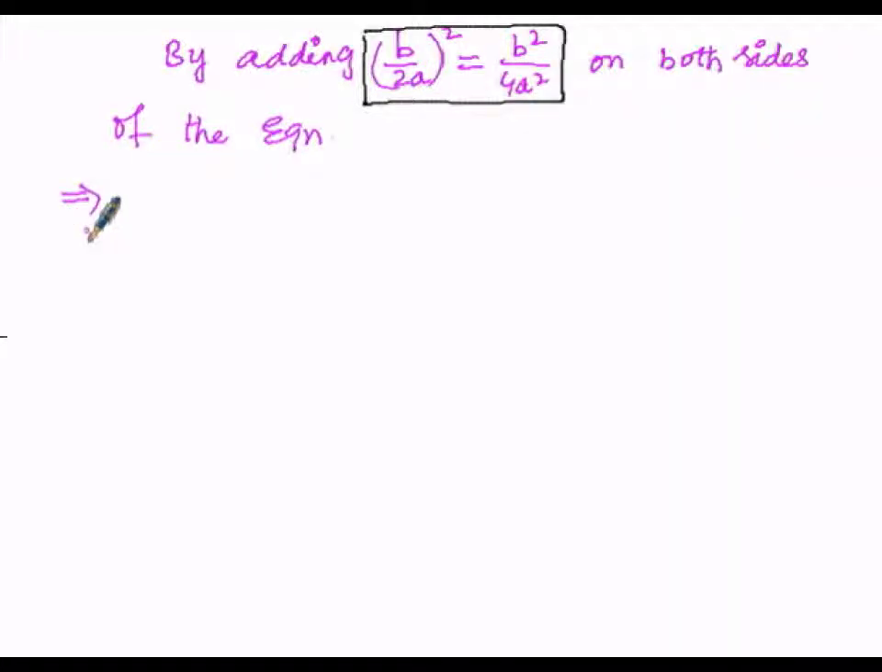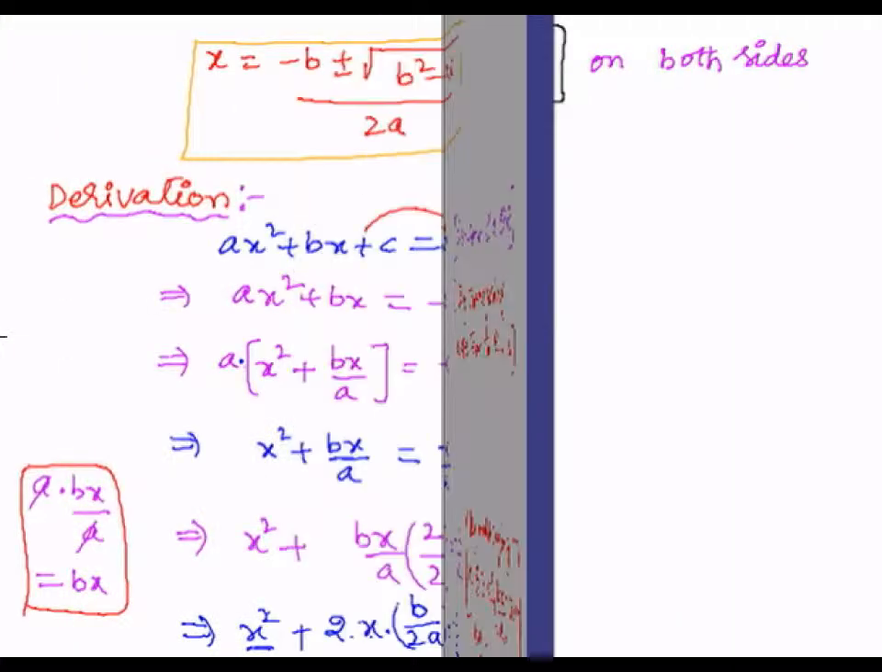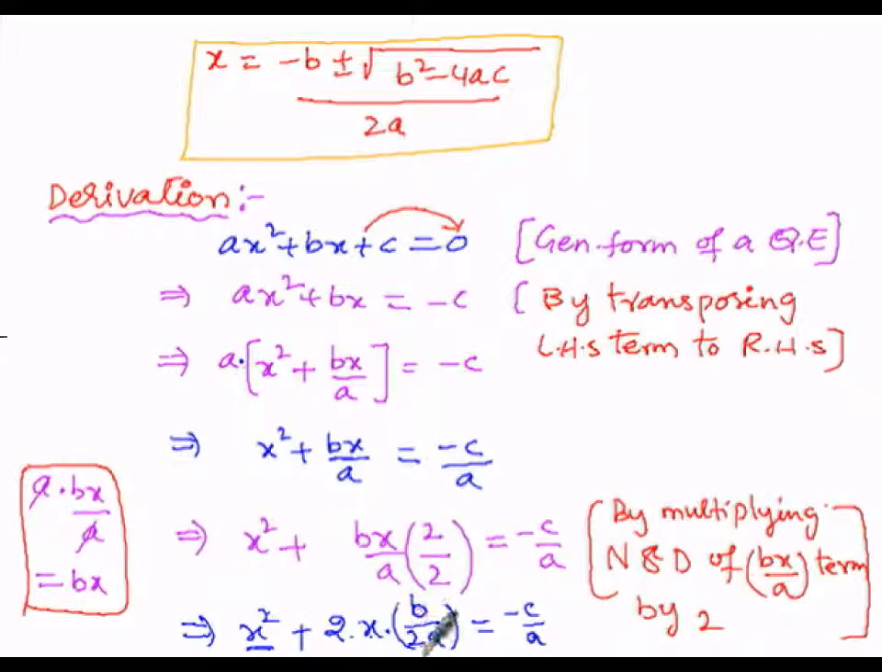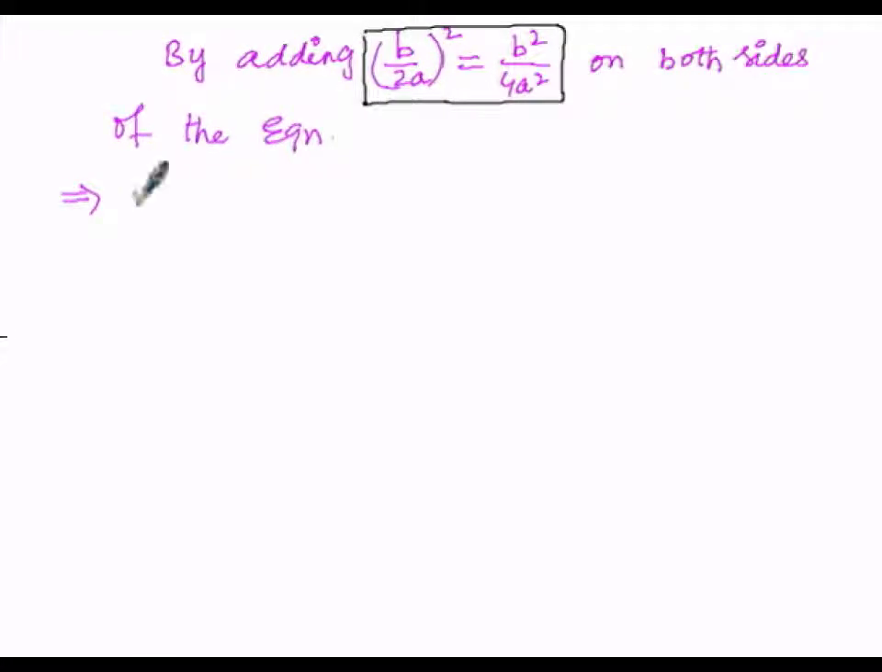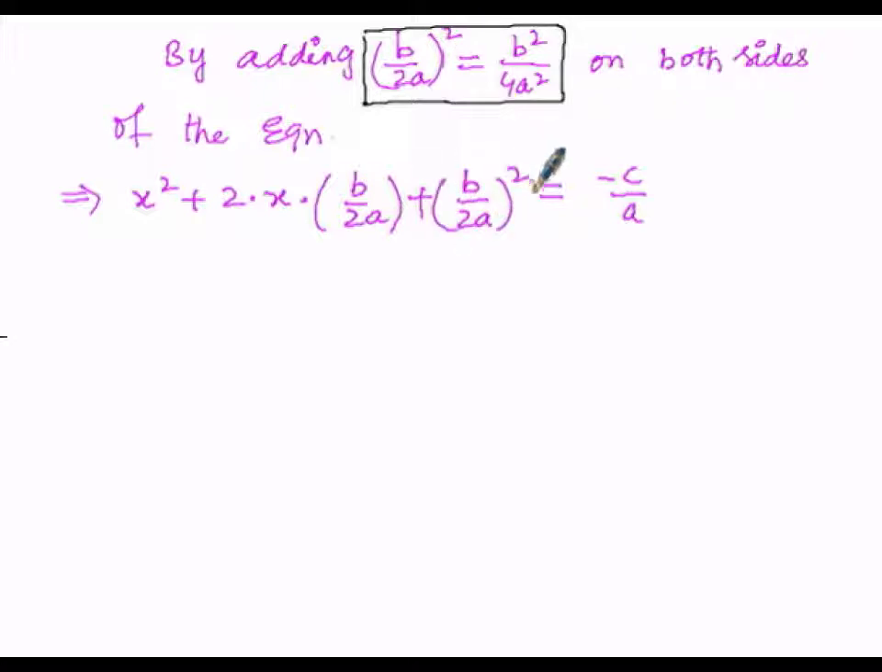The previous logical step is x square plus 2x into b by 2a equals minus c by a. So, x square plus 2 into x into b by 2a is equal to minus c by a. Now I am going to add b by 2a whole square. On the right hand side also I have to add the same, that is b by 2a whole square.